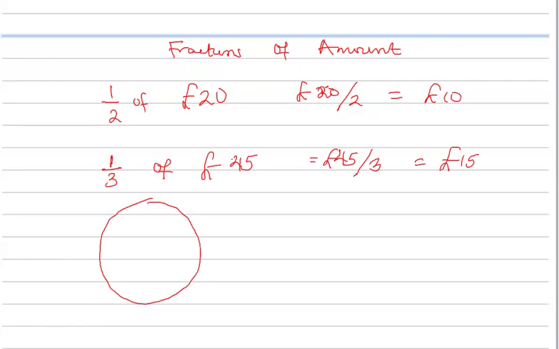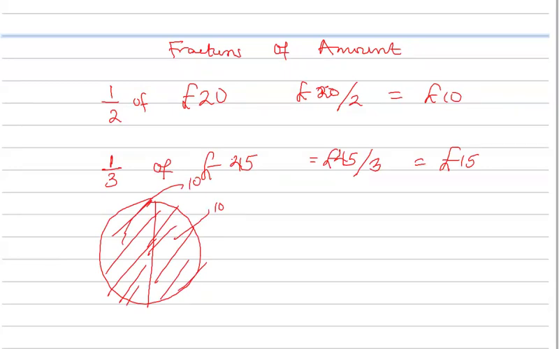You can also draw it. If they ask for half, and the whole thing is £20, then half of it is going to be 10, 10. That's how to find fractions of an amount. This is the basic one. It gets harder. I can tell you about that.